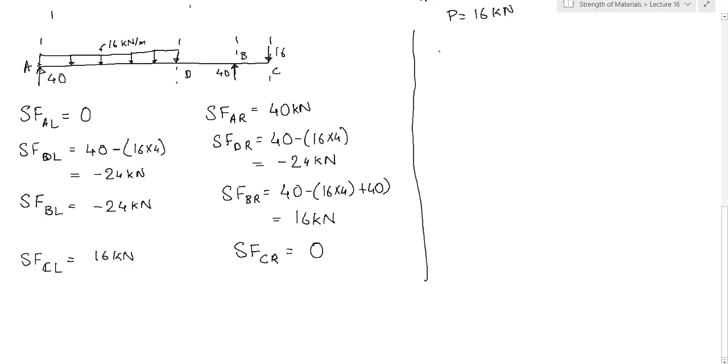So see, here we can write bending moment at A. What is bending moment at A? To the left of A, there is no force. So bending moment at A will be 0. What is bending moment at D?